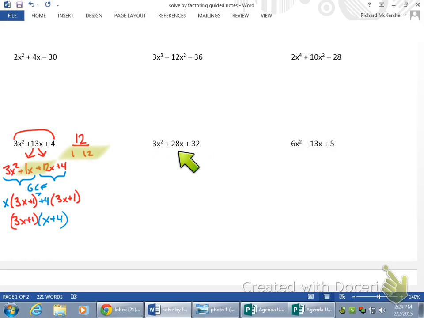This one, same idea. I checked for a GCF, and guess what? There is no GCF. And there was no typos, so I had to do it the long way, 3 times 32. We were able to figure out that 24 times 4 gives me that 28. It gives me the 96, and then it adds to give me 28. I'm going to group these together and look for a GCF.